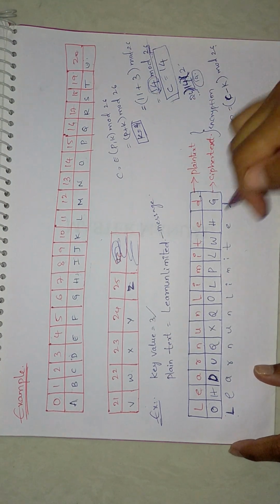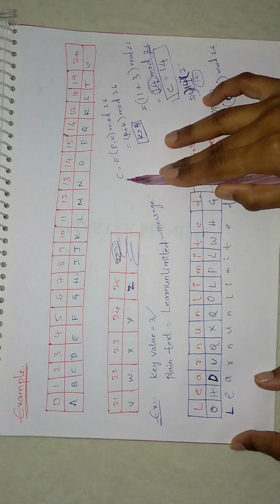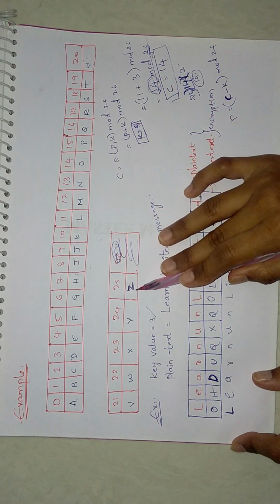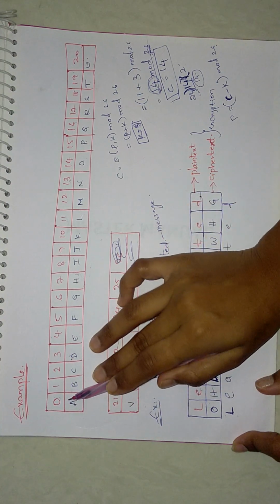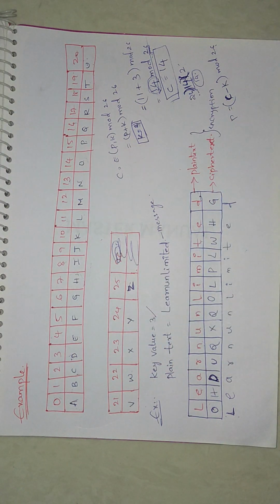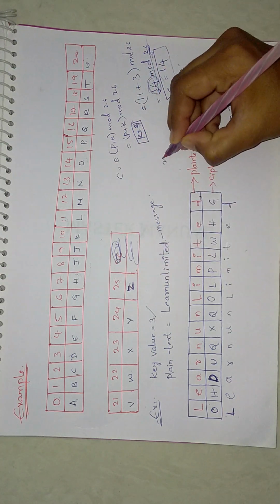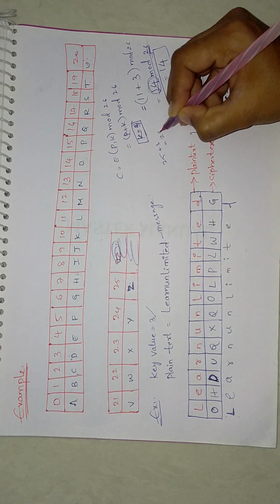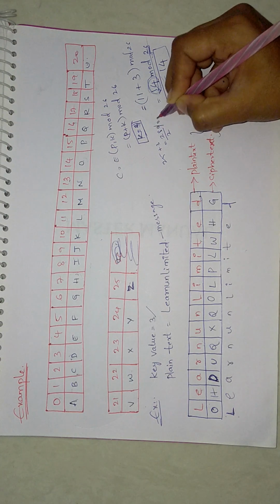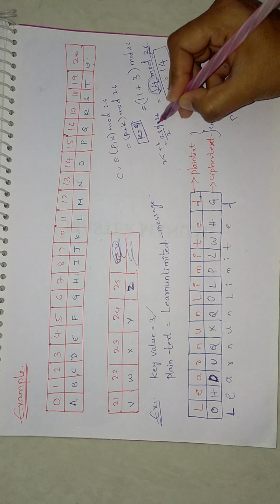Also one more thing, if the plain text letter is Z, there are no digits after it, so you have to start again from A. It's a cyclic process. Z means it will be C. For example, Z is 25, right? 25 plus 3 is 28. Now 28 mod 26 means what do we get? Sorry, 2 is the value. 28 mod 26, 2 is the difference.